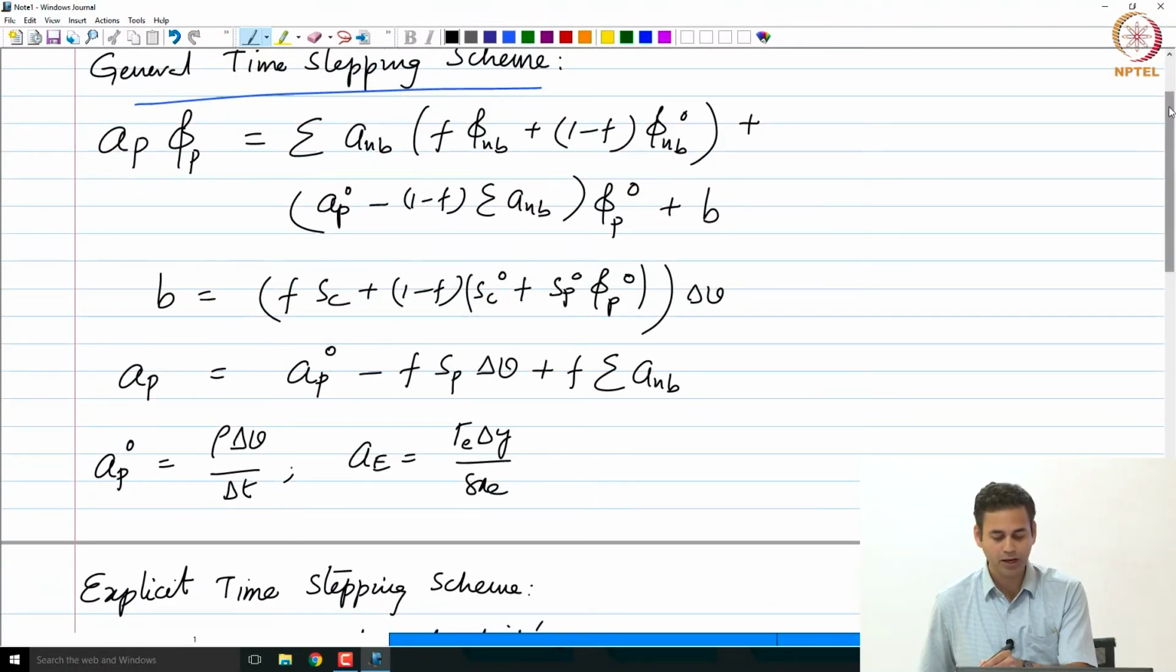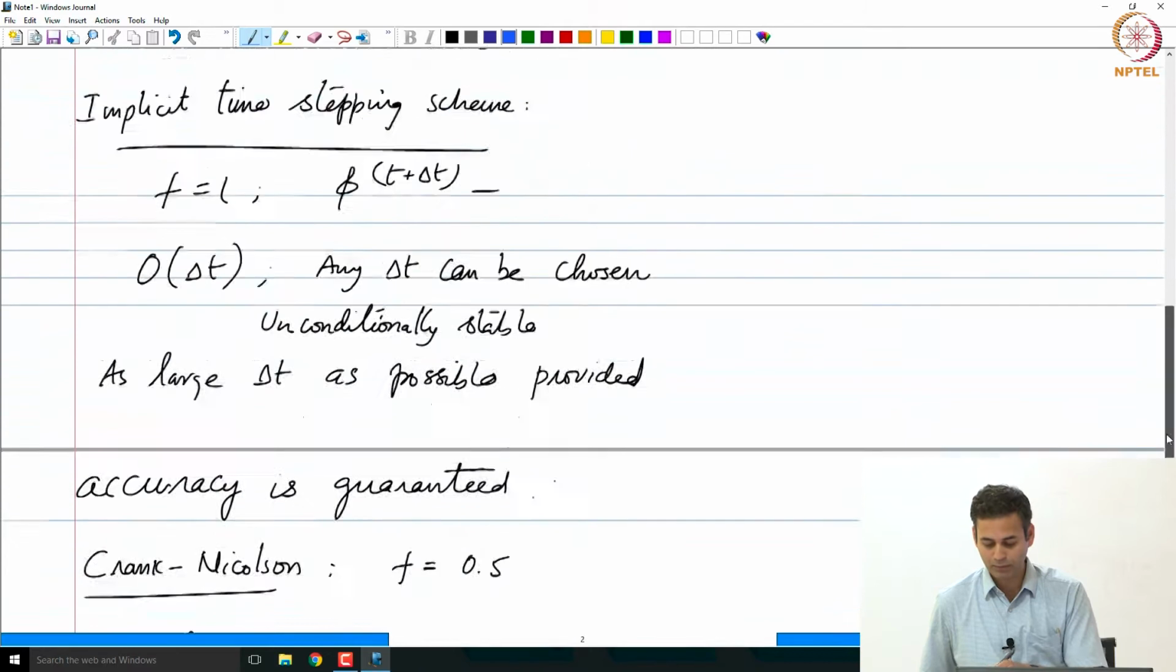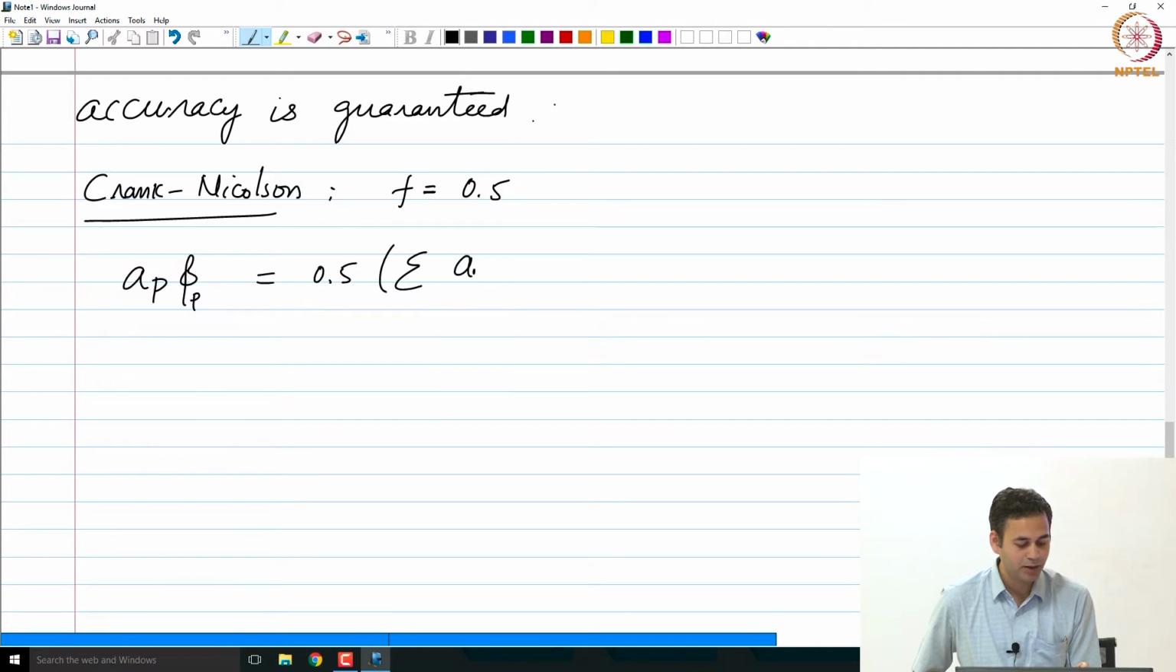You would get a half here and a half from the first two terms. You have f times phi and b, and 1 minus f, both of them will be half. So that is essentially 0.5 times sigma a and b times phi and b plus phi and b 0, right? Is that correct? Okay. So that is what we have.